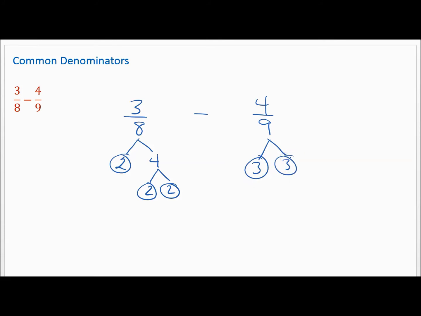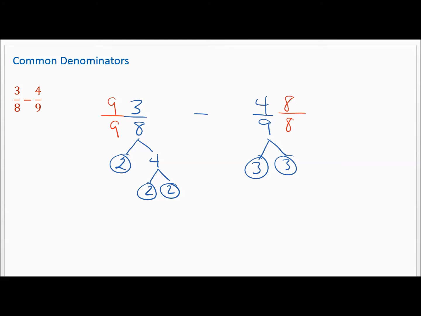Now, what I want you to get used to looking at is, do these denominators have anything in common? These are all 2's. These are all 3's. There's nothing in common there. Therefore, I'm just supposed to multiply 8 times 9 together to get the common denominator. Okay, easy enough. Then I'm supposed to multiply this 8 times 9. If I do it in the denominator, I do it in the numerator. I'm supposed to multiply this 9 times 8.